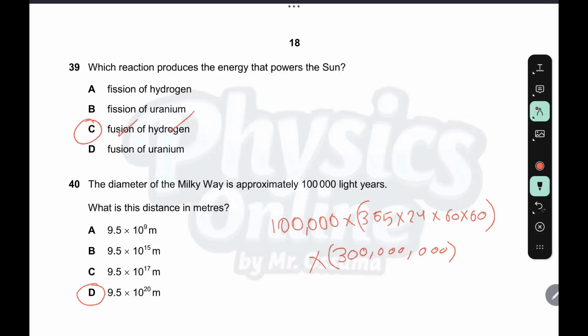Or we can convert directly: 10,000 times a light year equals 9.5 times 10 to the power 15. So it gives you also the same answer.